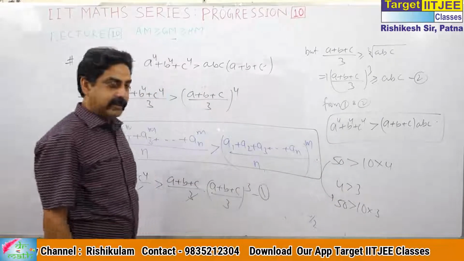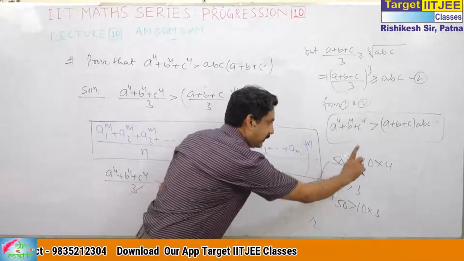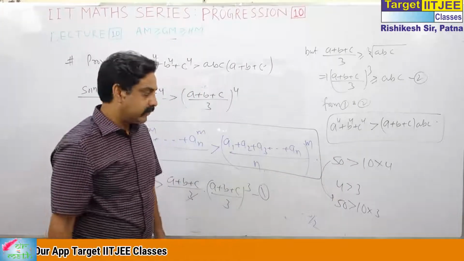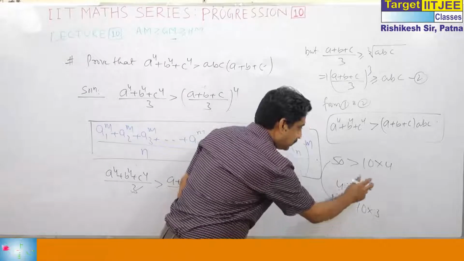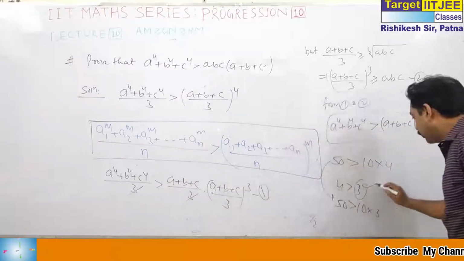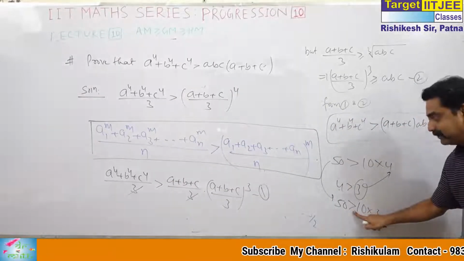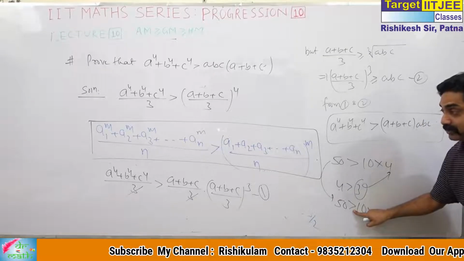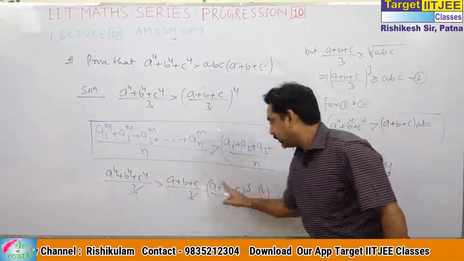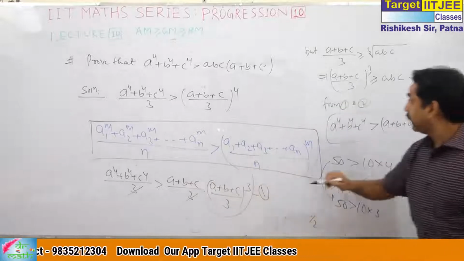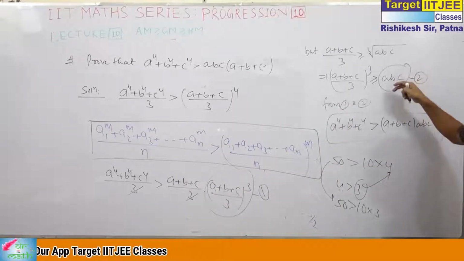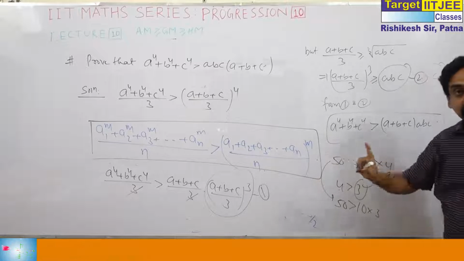Get the logic. First take this: 50 is greater than 10 into 4, and 10 into 4 is 40. But 4 is greater than 3, so if we replace this 4 by 3, it is still greater than this. The inequality changes, but it is still greater. So that is the case here. This is greater than this into this, and this part is greater than that part, so we can replace it easily.